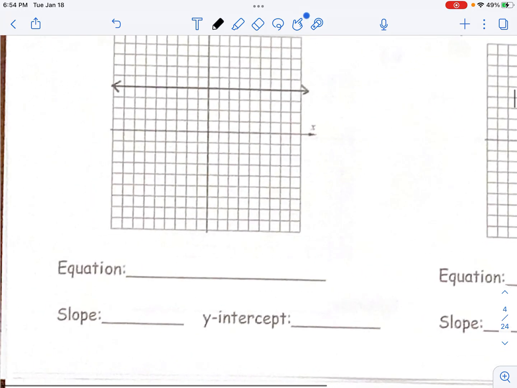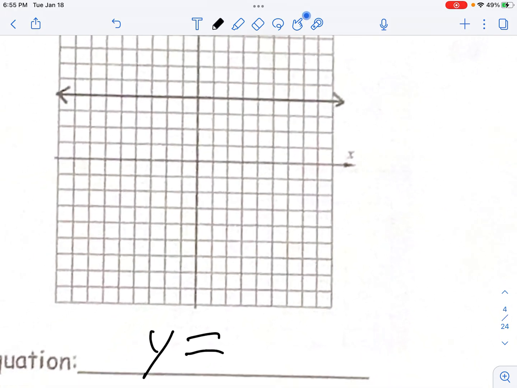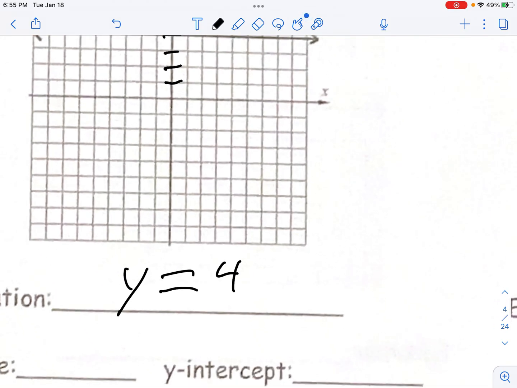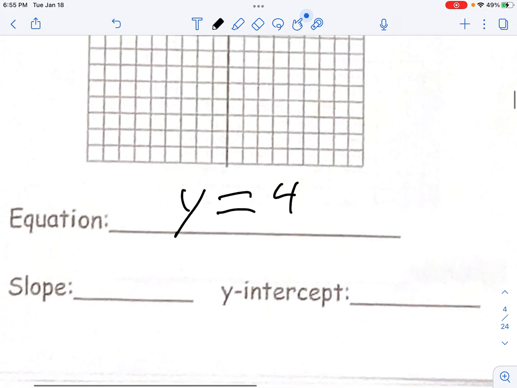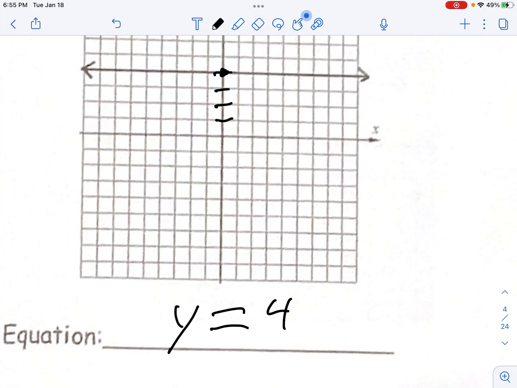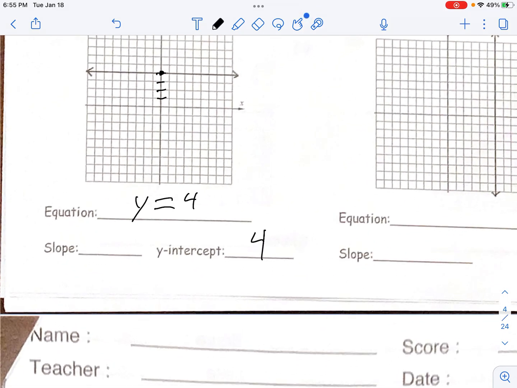Last two. So we have a horizontal line. When you have a horizontal line, we already know that it's a y equals equation. Okay? And then what does it equal? Well, we got to count up to it. 1, 2, 3, 4. So y equals 4. Now, the y-intercept is right there. Obviously, we just counted up to it. It's 4. The slope for a horizontal line is always going to be 0. Because it's flat. It's straight across. It has no slope. It's 0.